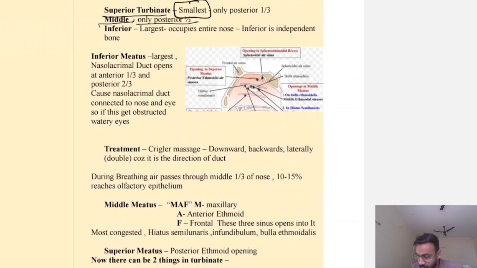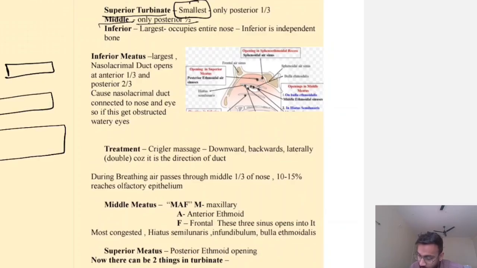Now there are various openings. This is superior turbinate, this is middle turbinate, and this is inferior turbinate. Now this is superior meatus, this is middle meatus, this is inferior meatus. So it has various openings. Inferior meatus has the largest opening. It has nasolacrimal duct opening at the level of anterior one third and posterior two third.